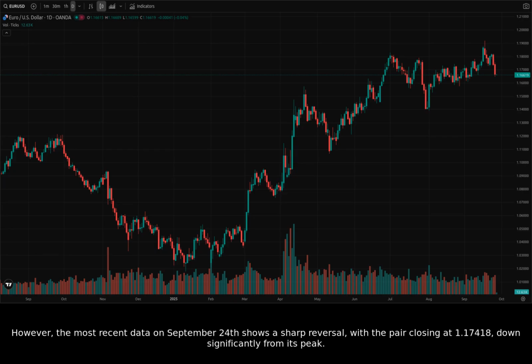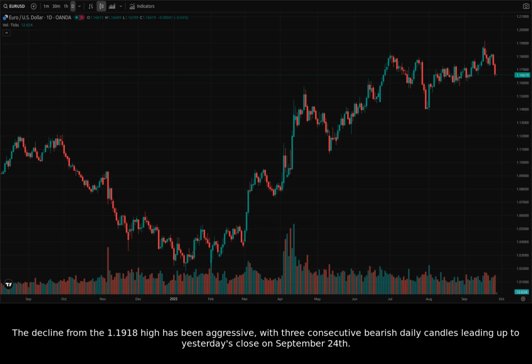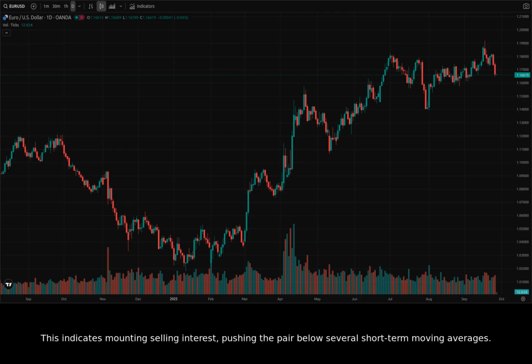However, the most recent data on September 24th shows a sharp reversal, with the pair closing at 1.17418, down significantly from its peak. This recent downturn directly correlates with the renewed US dollar strength and dovish ECB remarks we just discussed. The decline from the 1.1918 high has been aggressive, with 3 consecutive bearish daily candles leading up to yesterday's close on September 24th. This indicates mounting selling interest, pushing the pair below several short-term moving averages.